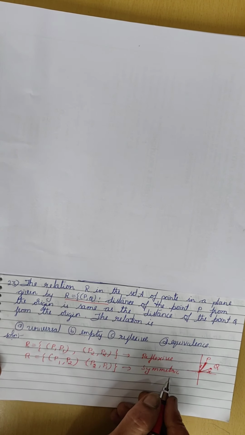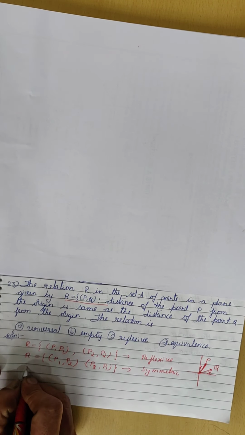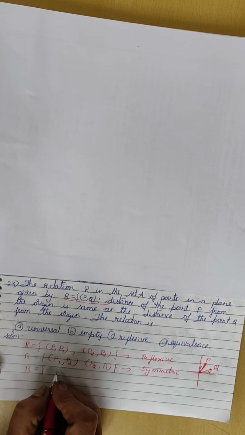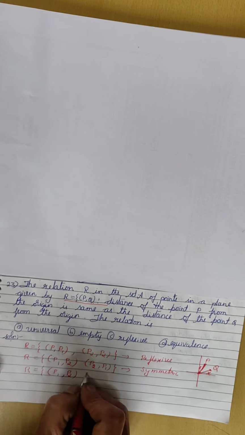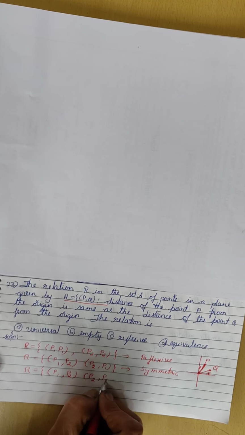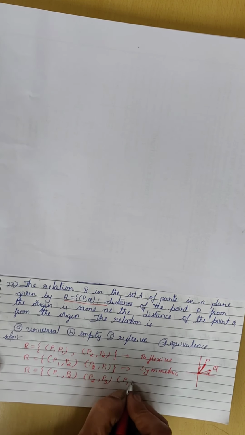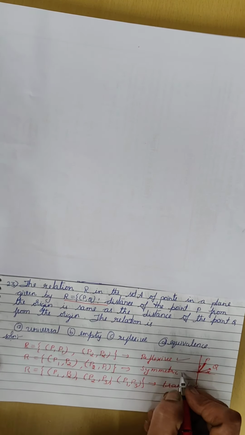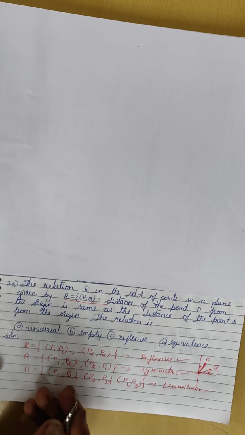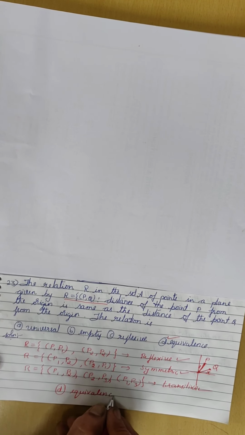Now this is symmetric. And now we will take a look at the relation to check transitivity. This is (P1, P2), (P2, P3), then definitely (P1, P3). So this is transitive. The relation is reflexive, symmetric and transitive. Definitely it is an equivalence relation. Option D.